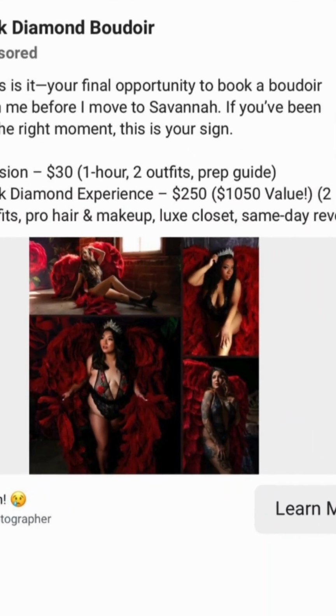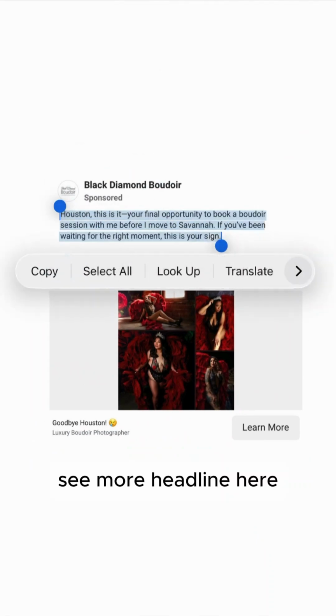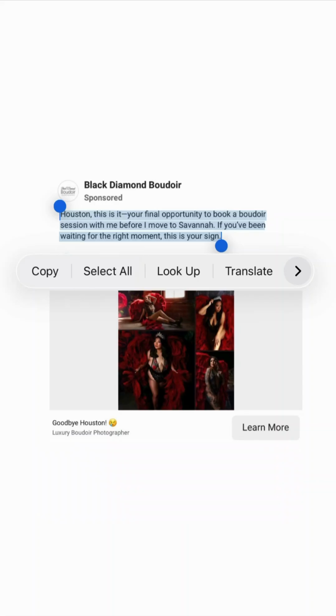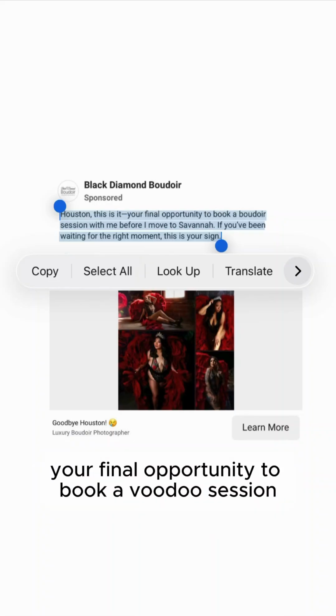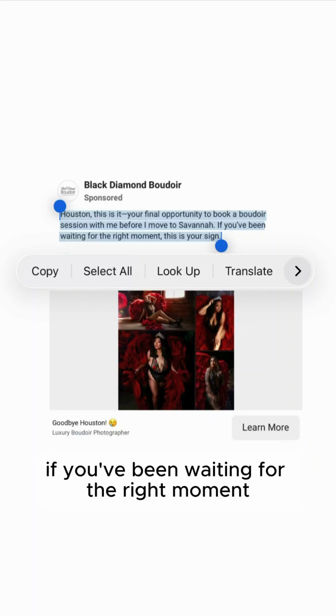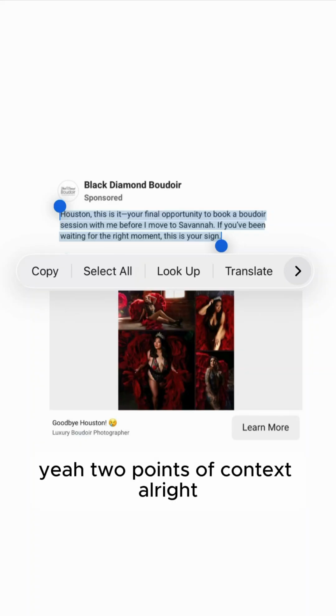Got the creative. All right, yeah, photo creative's fine. Finally, looking at the see more headline here. First 2 3/4 lines. Facebook newsfeed mobile. So we got Houston. This is it. Your final opportunity to book a boudoir session with me. Oh, before I move to Savannah, if you've been waiting for the right moment, this is your sign. All right, so yeah, we got 1 point of context. Yeah, 2 points of context. All right, so yeah, it's the lack of context mistake.